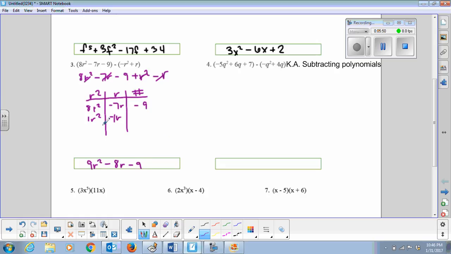So for the full 3 points, I need to see your table set up with the correct signs, or you need to show me that we switch the signs here, set up the table, and add. So number 4, the way you could have received full credit is, again, if you set up your table. So we've got q squared, q, and numbers.